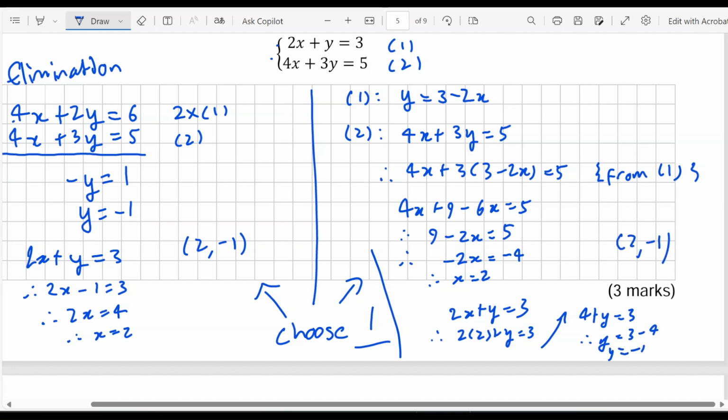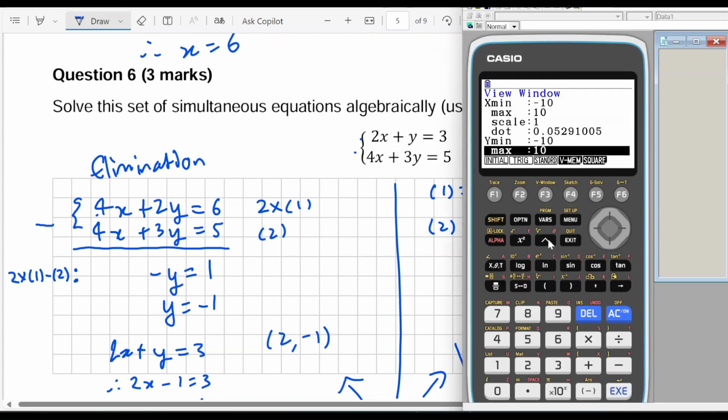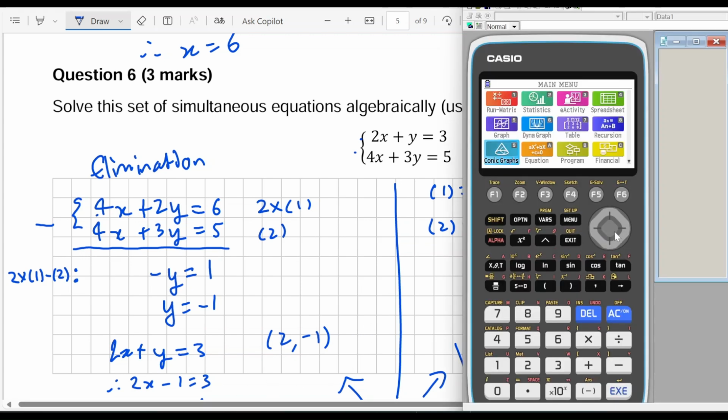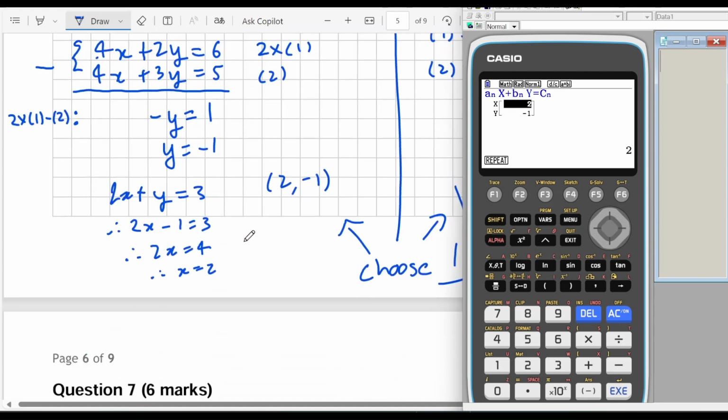So no matter what way you do it, you can get the right answer. I'll remind you that if the equations are set up like this, there's also a way you can sort of cheese it in your calculator. So you can go to menu, you can go to equation mode. Simultaneous is F1. We're solving for 2 unknowns, x and y. And you make the numbers here look like the numbers on the equation: 2, 1, 3, 4, 3, 5. There we go. So we get the same answer.